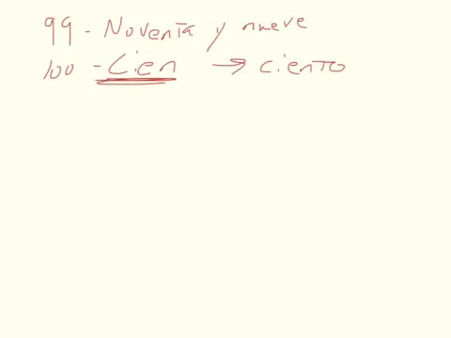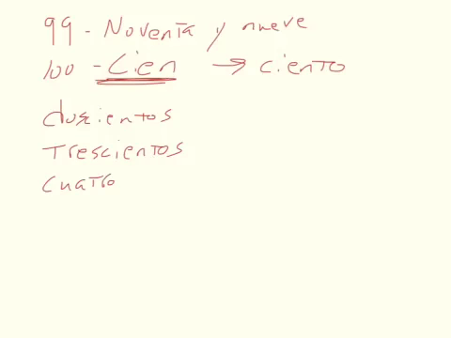For 200, 300, 400, 500, 600, 700, 800, 900, there are separate words that you have to memorize. So 100 is "cien," 200 is "doscientos," 300 is "trescientos," 400 is "cuatrocientos."